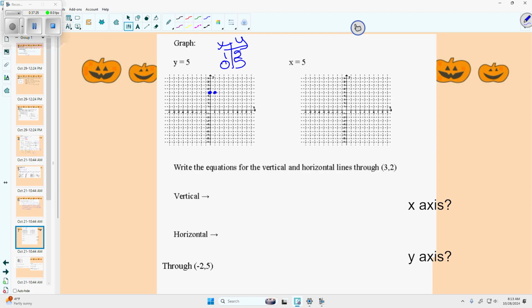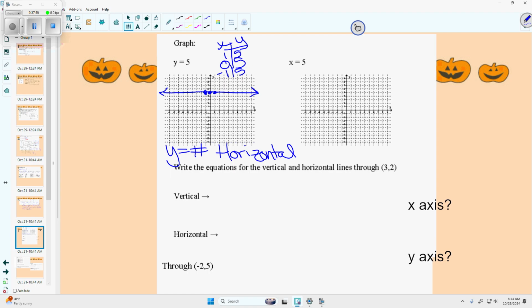Give me another point. Negative 1, 5. Sure. Do you see the pattern yet? It's a horizontal line. Absolutely. So y equals a number is horizontal. It has a y-intercept. It hits the y-axis because y is 5 all the way along that line.